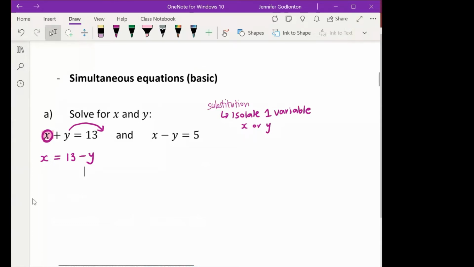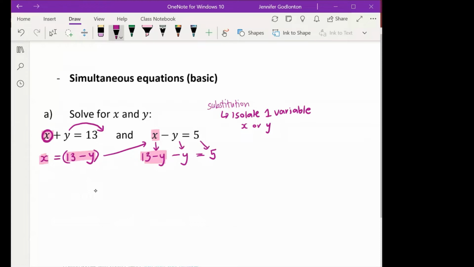Okay, cool. Now, the cool thing is that this x over here is the same as that x over there. So where we have x, instead of writing x, we're going to write 13 minus y. So instead of x over here, we're going to write 13 minus y. I'm going to have 13 minus y, because that is what x is. And then I'm going to minus y, and I'm going to say that that's equal to 5.